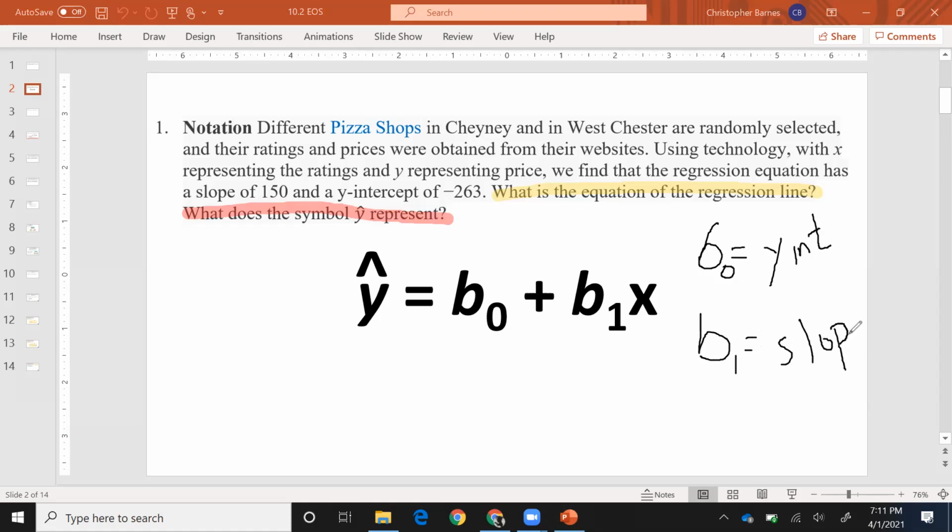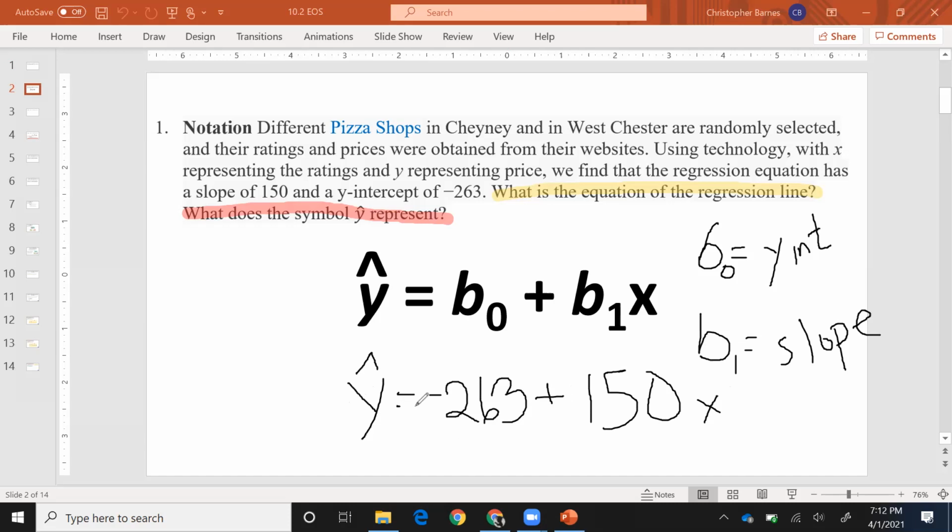So whoever goes over this problem, you just want to let them know what b sub 1 is and what b sub 0 is, right? And since we know that b sub 0 is the y-intercept, we should rewrite this equation like this: y hat equals negative 263 plus b sub 1, the slope, so that's 150x. This is the equation we would use to predict. The next is, what does the symbol mean?